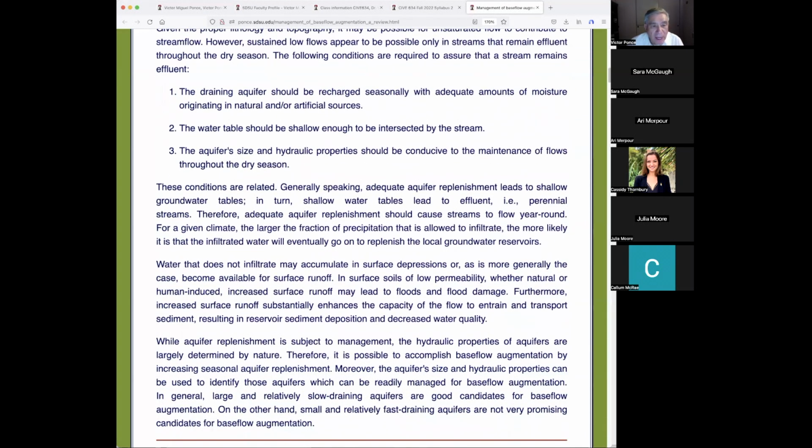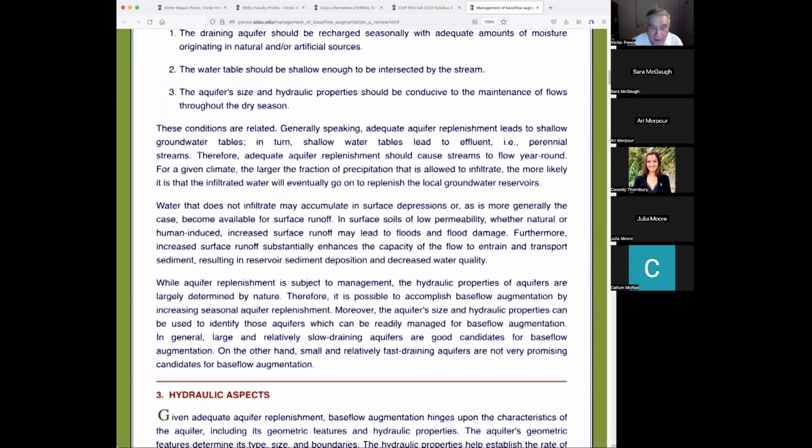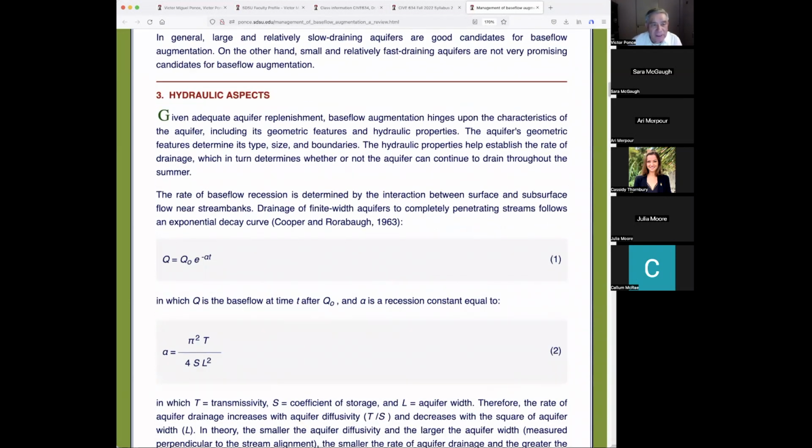Okay, the aquifer size and hydraulic properties should be conducive to the maintenance of low flows, etc. Okay, now we'll go to the hydraulic aspects. Let's get in there. That's the part I like. Given adequate aquifer replenishment, baseflow augmentation hinges upon the characteristics of the aquifer. So the aquifer characteristics, the geometric and hydraulic properties of the aquifer. Exactly, that's what I say in here, geometric features.